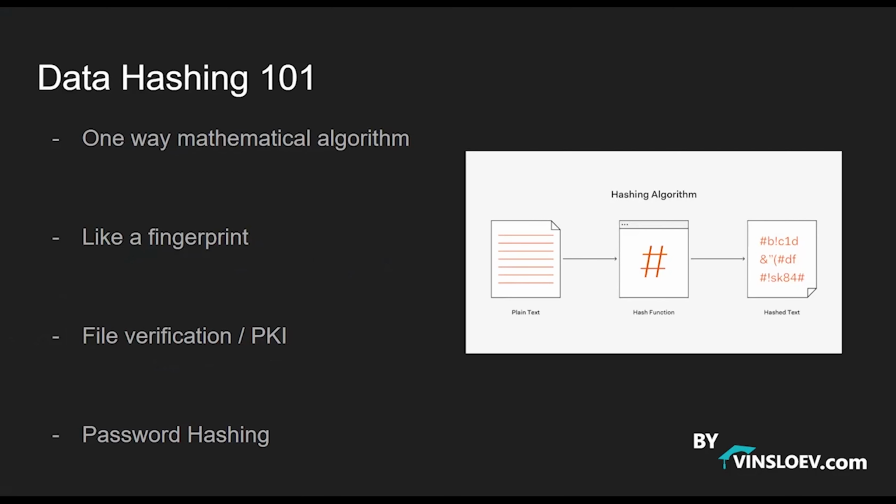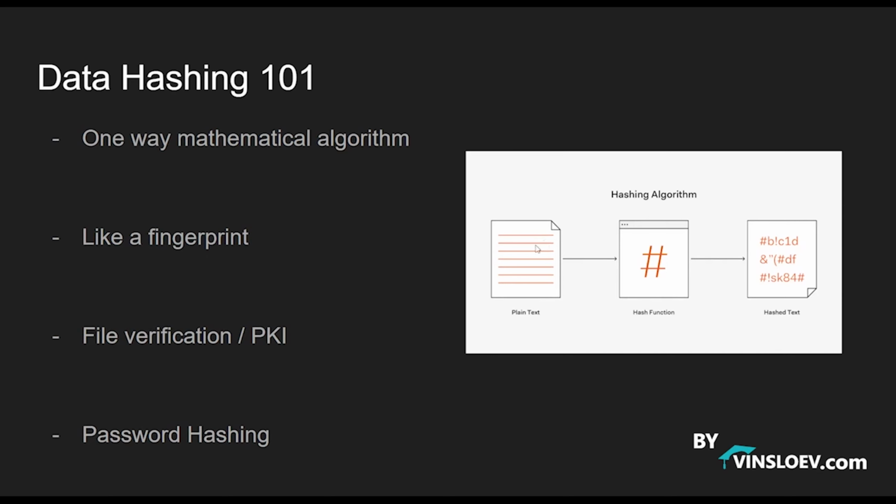So, data hashing 101. When we are hashing data, we are using a one-way mathematical algorithm, like we see in the picture right here. We have some text or file, it could be anything, then we run it through our hashing algorithm, and then we get some hashed text out of it. The idea behind this hashed value is that it is unique based on the content of this file or text that we have right here.